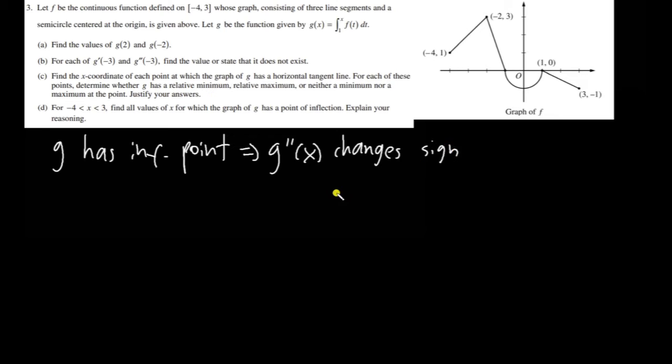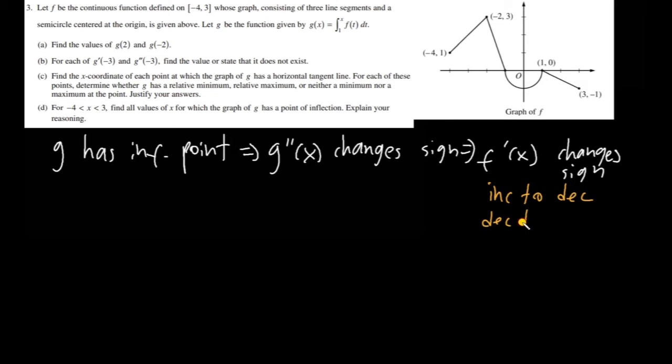And hang on a minute, we know from part B that g double prime of x, what's it equal to again? That's right, it was equal to f prime of x. So f prime of x changes sign. Okay, so we know that if g has an inflection point, then f prime of x changes sign. So all we got to do now is to figure out all the points where f prime of x changes sign. So that might be when it goes from increasing to decreasing, or decreasing to increasing, okay? So now we get to travel this graph and figure out all the points where it switches, okay?